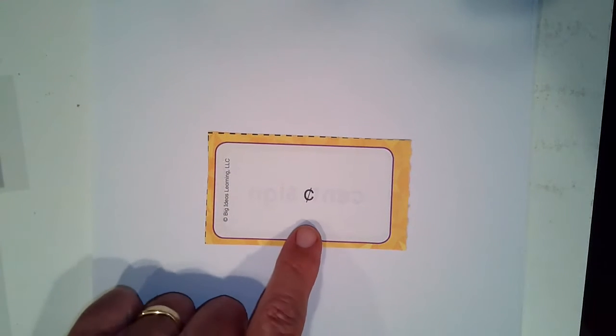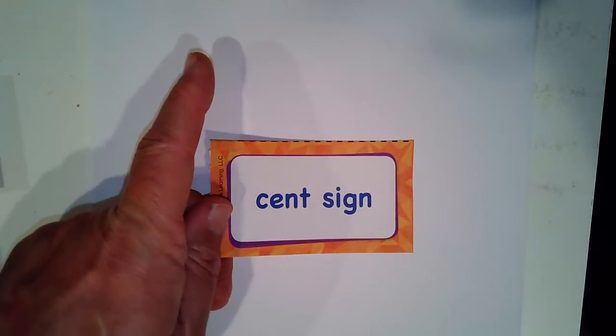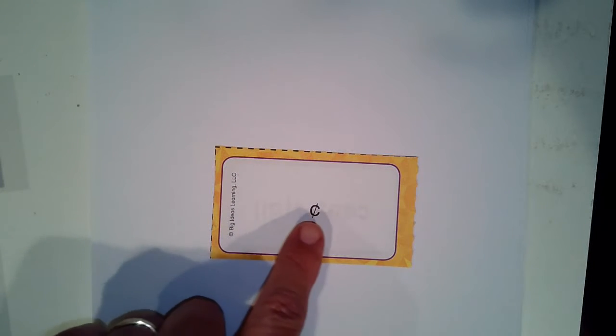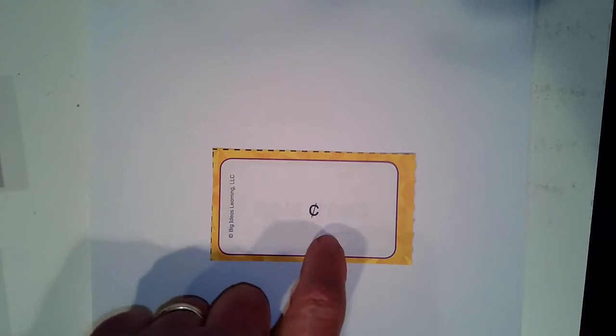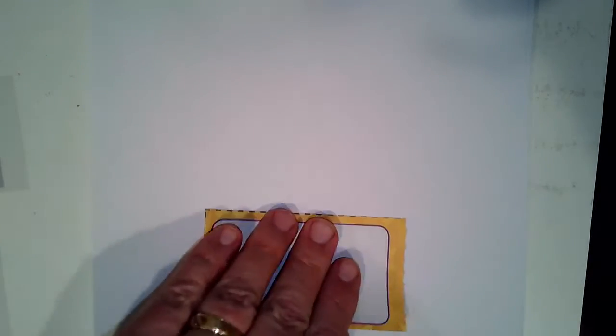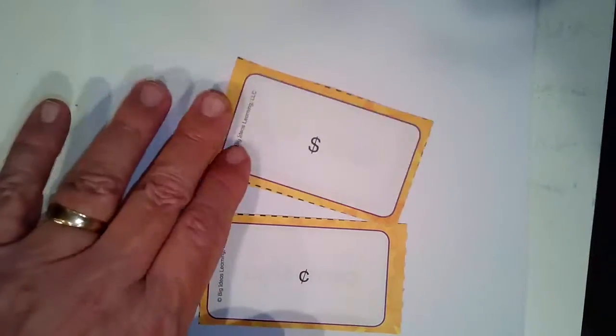And this, the C with the line through it, that is your cent sign. So if I see a number like a 5 and then this C, that's 5 cents. If I see 25, and then this symbol, that is 25 cents. All right, so we have a dollar sign and we have a cents sign.